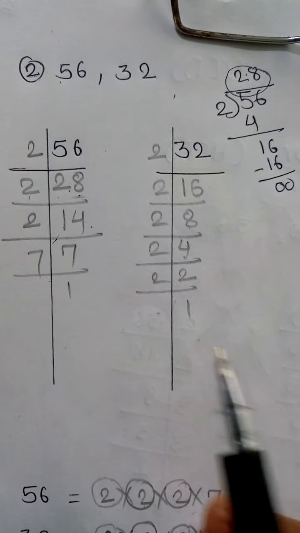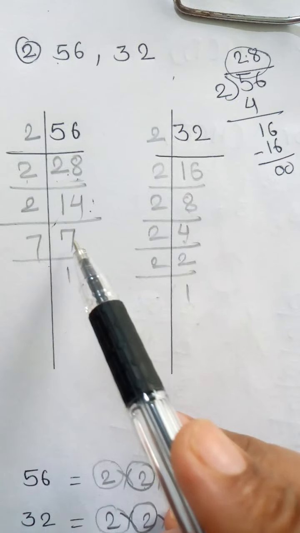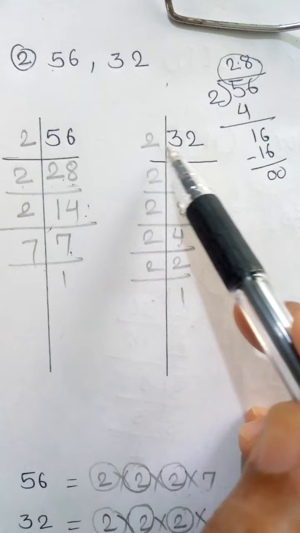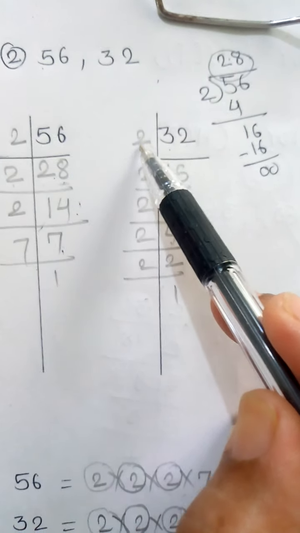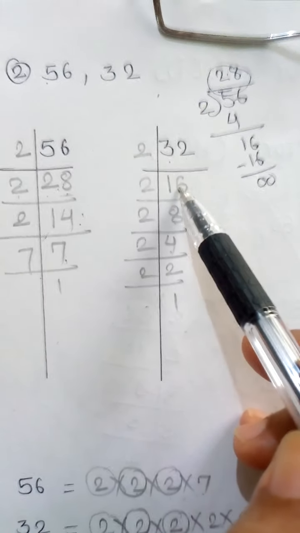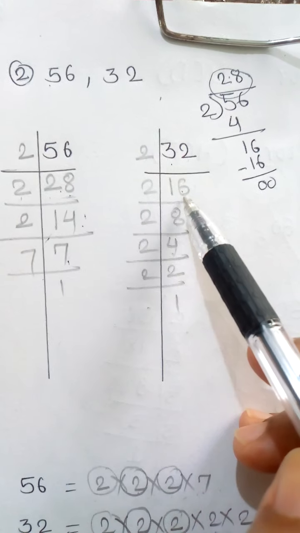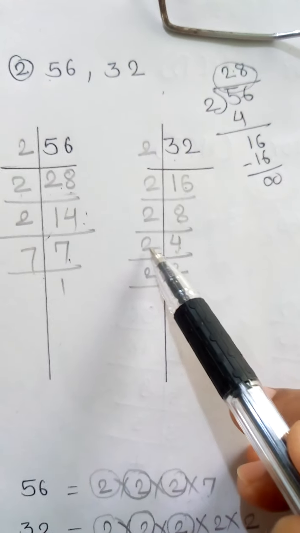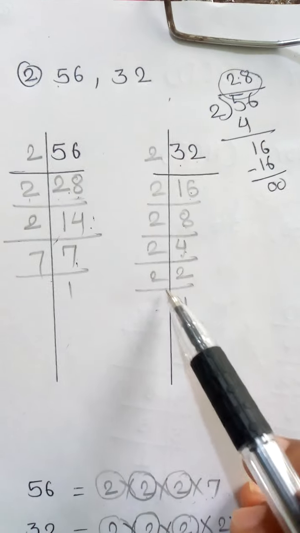In the same way you have to find all the factors. Now 14. 2 7s are 14 and 7 is a prime number. So 7 ones are 7. Here 32. 32 is divisible by 2. 2 16s are 32, or 16 2s are 32. Again 16 is divisible by 2. 2 8s are 16. 2 4s are 8. 2 2s are 4 and 2 1s are 2. So these are the factors of 56 and these are the factors of 32. You have to write those factors.